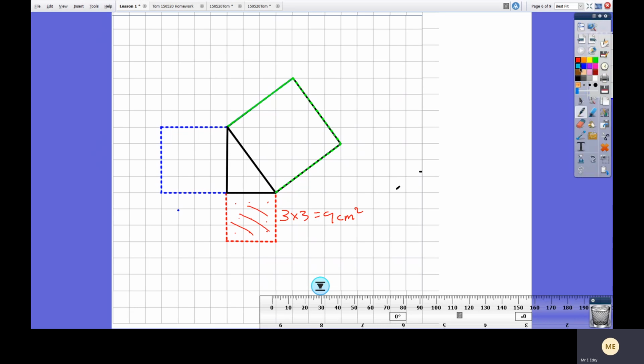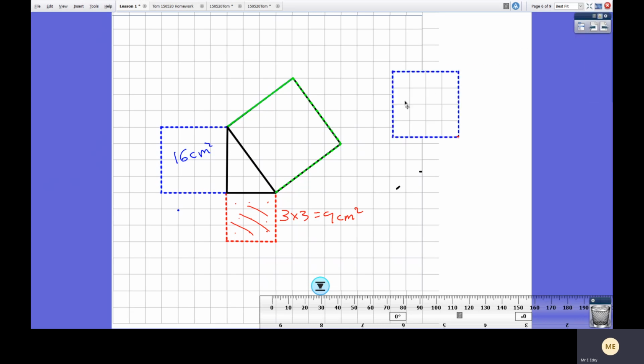Similarly, with the blue square, I could count them, 4, 8, 12, 16, or I could just do 4 times 4 is 16. So the area of this square is 16 centimeters squared. Now, what I want to do is work out the area of the green square. If you remember Pythagoras' theorem, you may well remember this. You can just skip ahead. If you've forgotten, that's fine. Let's see if we can work it out.